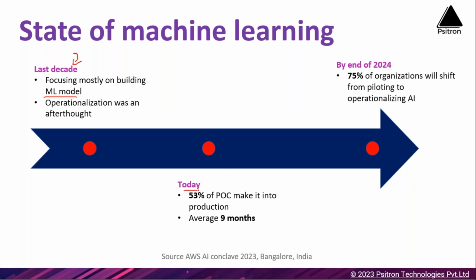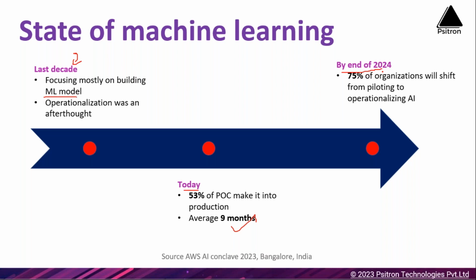If you're trying to understand today, 53% of organizations that have a POC, a proof of concept, are making it into production. It takes an average of 9 months to reach that point. So what makes 53% of organizations move to production? What's happening at the back end, in the background? What we call MLOps. Let's try to understand that later. By the end of 2024, I'm talking about 2024, which is not the next 5 years or 10 years, just 1 year from now, 75% of organizations will shift from piloting to operationalizing their AI. I mean, finally they will be getting into production. That's what it takes. That's good.